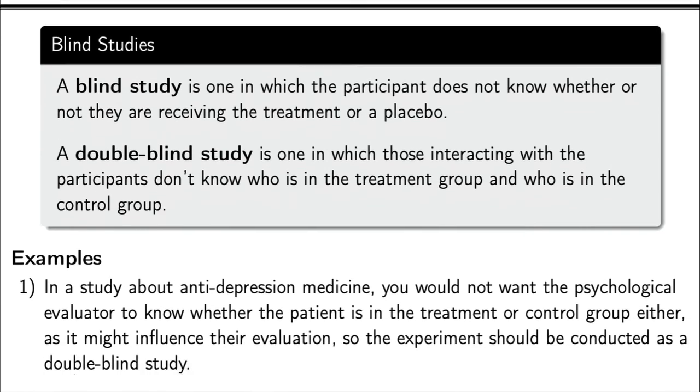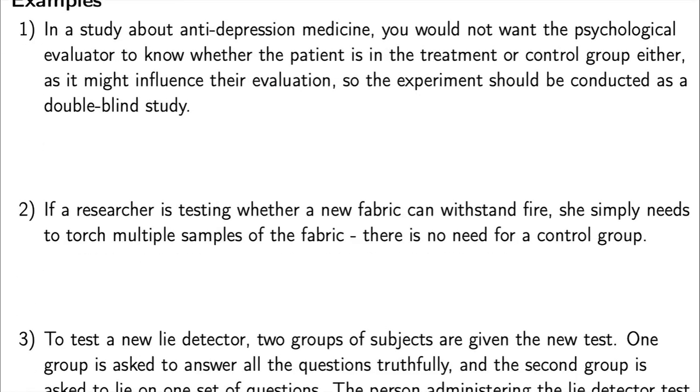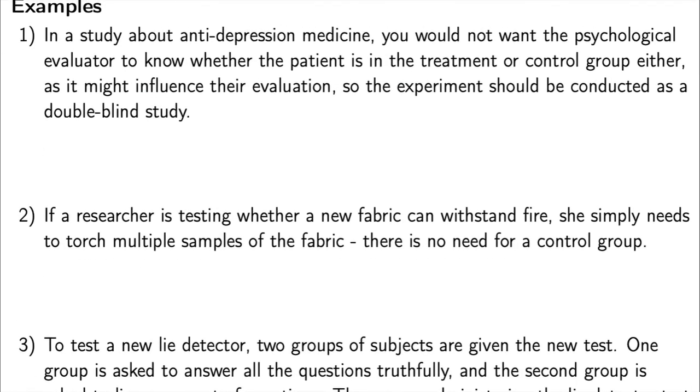Let's look at some examples. In a study about antidepressant medicine, you would not want the psychological evaluator to know whether the patient is in the treatment or control group because it might influence their evaluation. And so you would do a double-blind study so the evaluator just thinks, okay, well, everyone got a treatment. And they don't know what each person received.